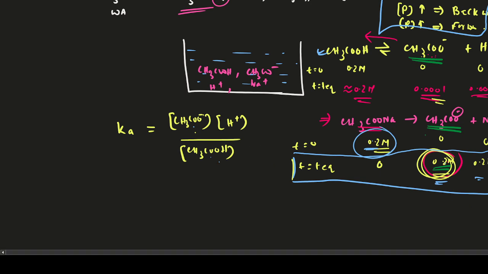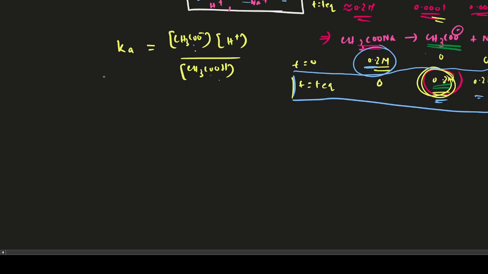Now this is the value. So now how do we calculate the pH? How do we calculate the pH of buffer solutions? So we know that pH equals minus log of H plus concentration. Yes, so here I can take this H plus, and from here I can calculate the pH.